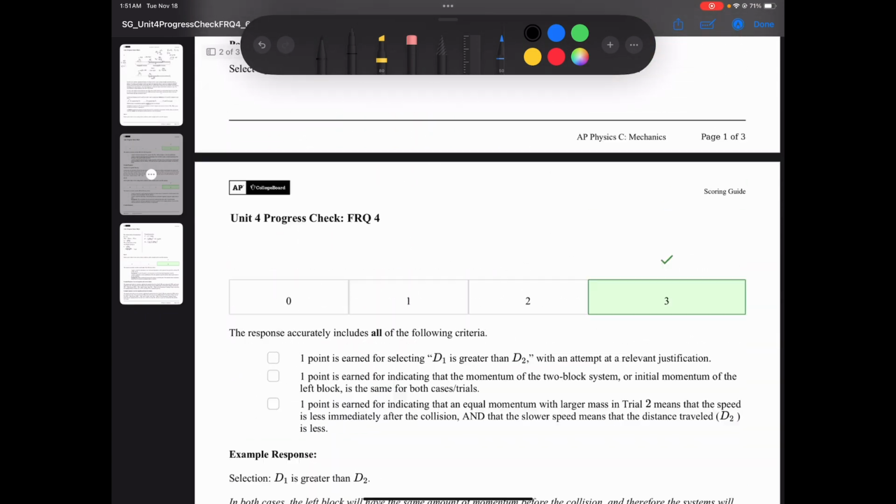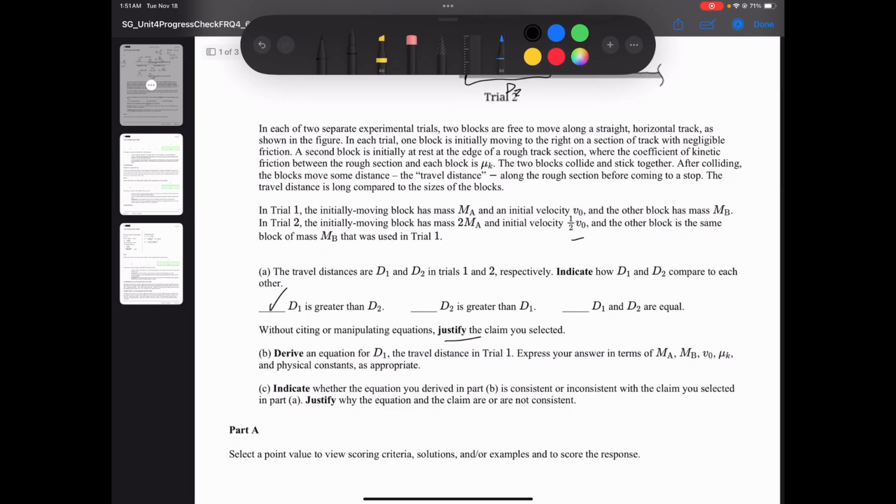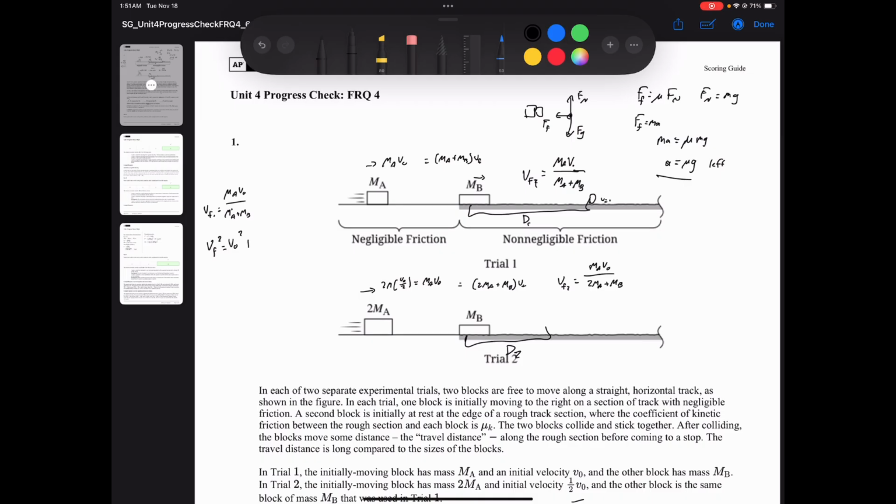So now what we have to do is derive an expression for D1. We already reasoned that D1 is less than D2, and we have to derive an expression for that. In order to do that, we're going to use the fact that the acceleration when it enters a region with friction is mu g to the left. And we know that the velocity when it enters that region is ma v naught over ma plus mb, right? This is some of the stuff I wrote down before I stopped recording.